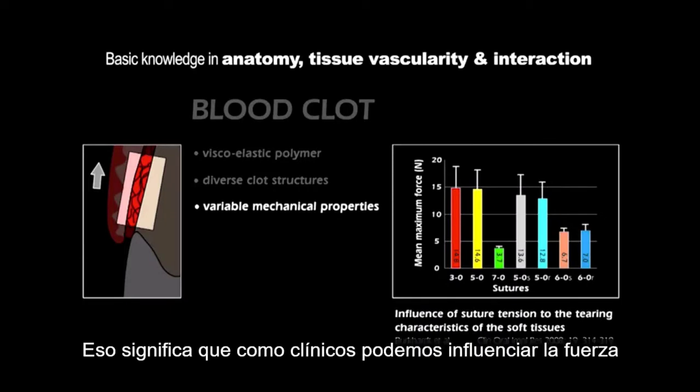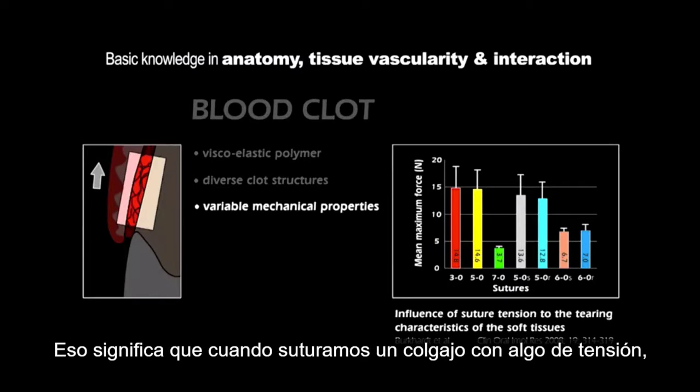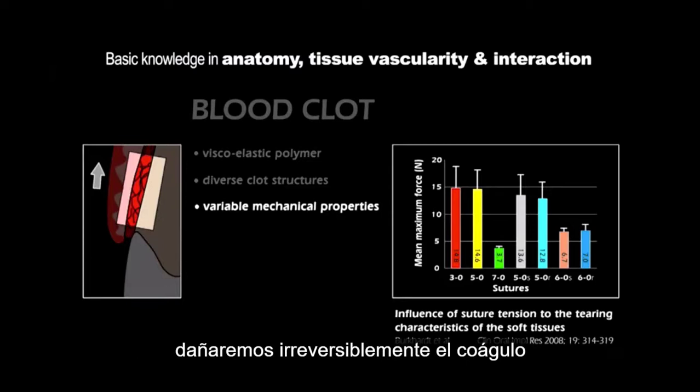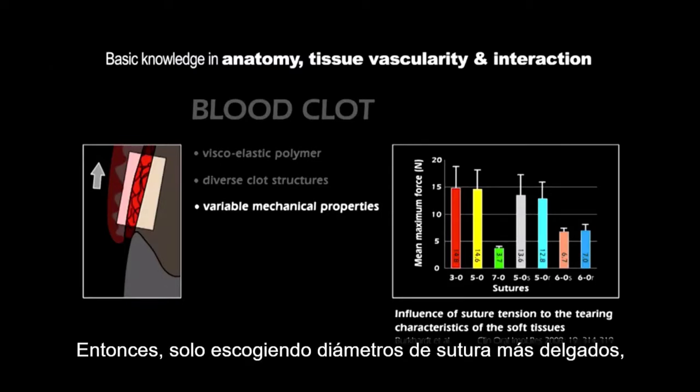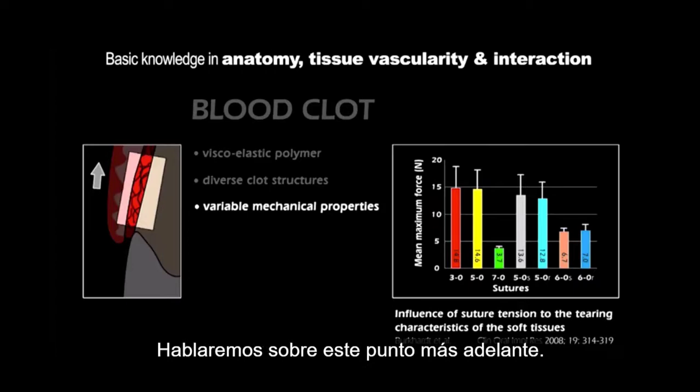That means that we as clinicians can influence the force that we bring to the clot or to the fibrin fiber. That means that when we suture a flap with some tension, we will damage irreversibly the clot and influence the healing. So by just choosing thinner suture diameters, we can influence the force that we bring to the clot. We will talk about this later on.